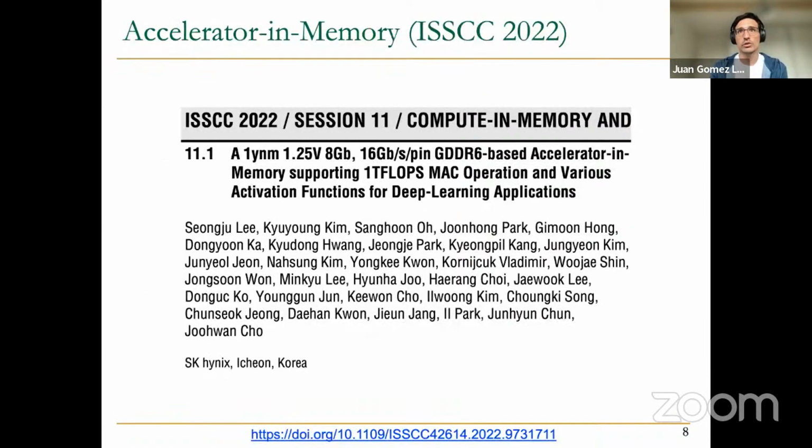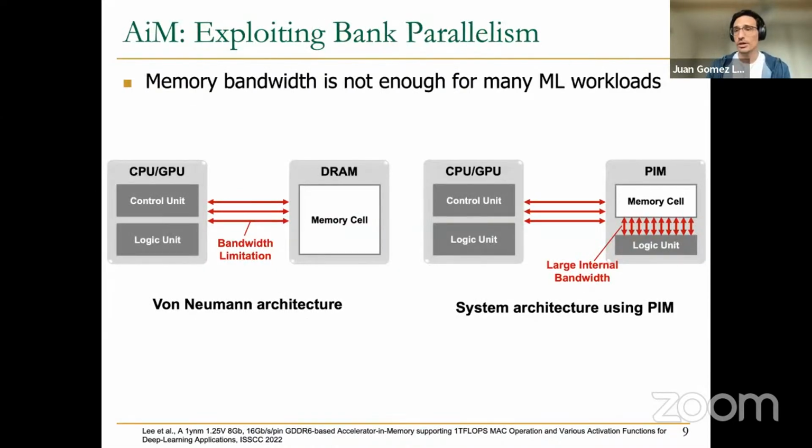This is the paper, and you can read here the complete title of this paper and the list of authors. At the bottom, you can find a link to the paper. This paper starts with the classic motivation for processing in memory. The memory bandwidth is not enough for many machine learning workloads. So what this work proposes is extending the memory arrays with some logic units that can take advantage of the larger internal bandwidth that exists inside the DRAM, inside the memory chips.